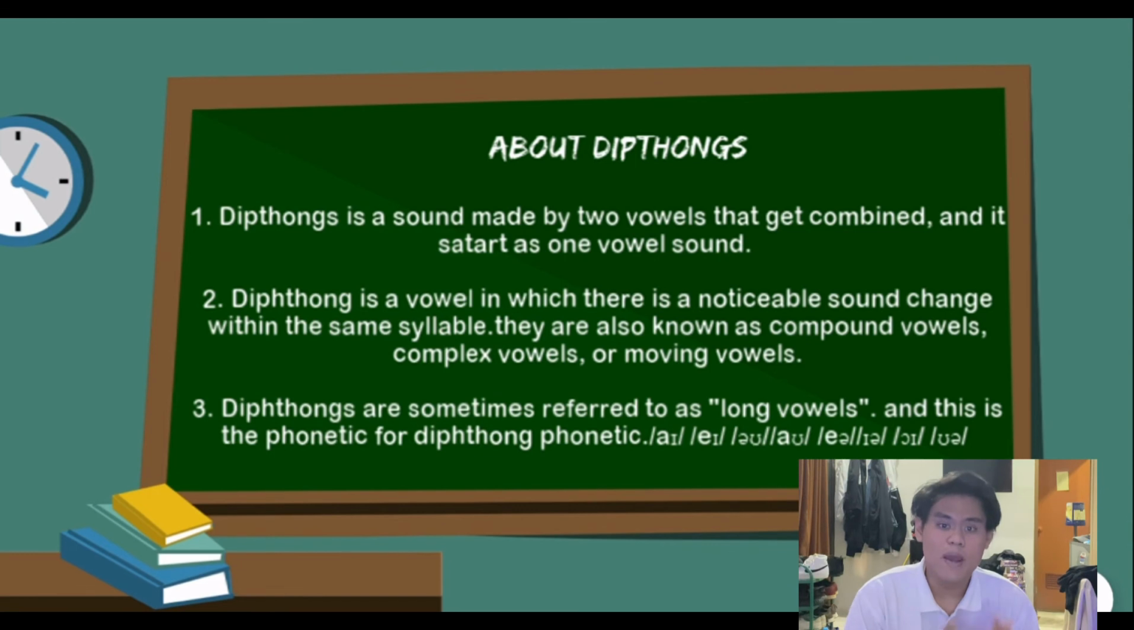A diphthong is a sound made by 2 vowels that get combined, and it starts as 1 vowel. A diphthong is also a vowel in which there is a noticeable sound change within the same syllable. They are also known as compound vowels, complex vowels, or moving vowels. And the last one, diphthongs are sometimes referred to as long vowels, and these are the phonetic symbols for diphthongs you can see here.